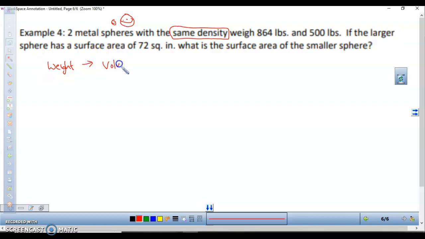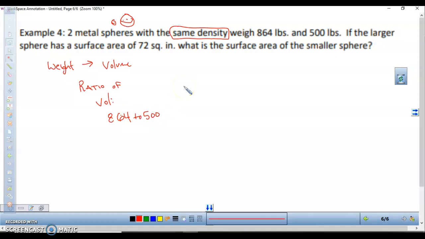Because any problem I give you with weight, I'm always going to say it has the same density. So the volume will determine the weight. So I know that the ratio of volumes is given, and that is 864 to 500.